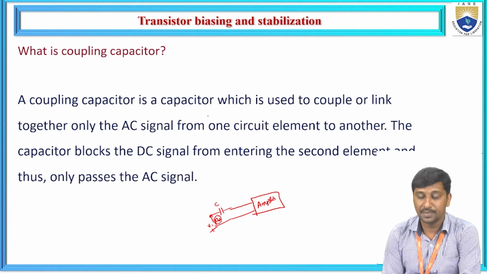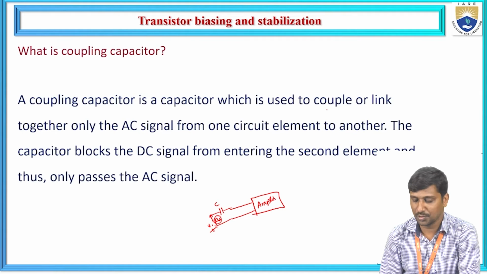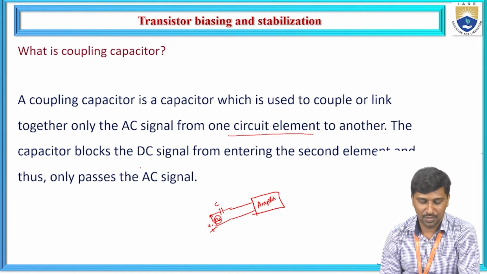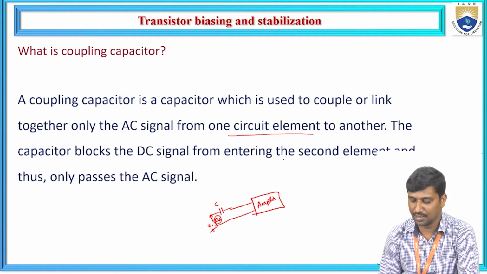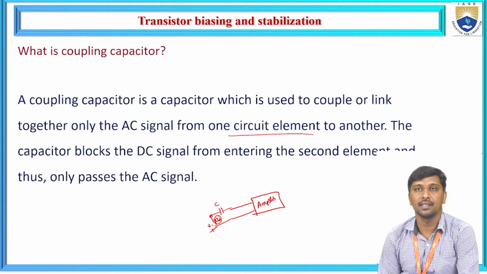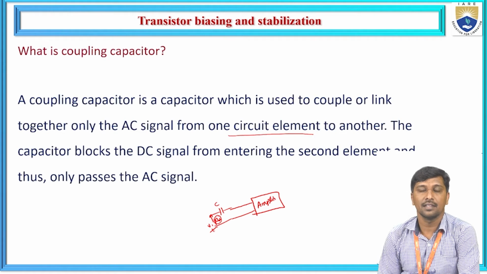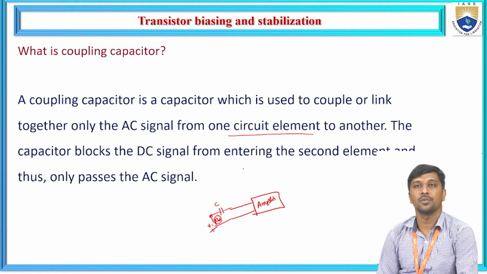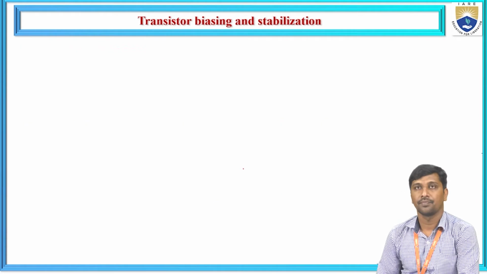So that is the reason. A coupling capacitor is a capacitor which is used to couple or link together only the AC signal from one circuit element to another. And we know that another function of the capacitor is to block the DC signal from entering the second element, and thus only passes the AC signal. Whatever the DC source is there, that should be attenuated by the capacitor, and only the AC signal is connecting one node to another node in a device.